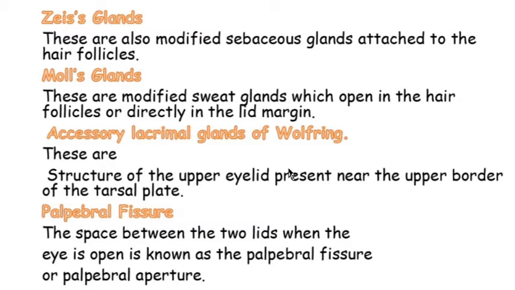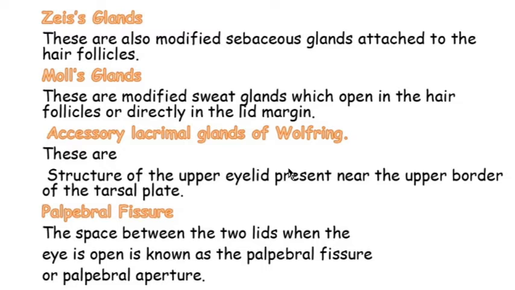And then we have the palpebral fissure. The palpebral fissure is the space between the two lids when the eye is open. This is known as the palpebral fissure or palpebral aperture. It is basically the space between the two eyelids when the eye is open.